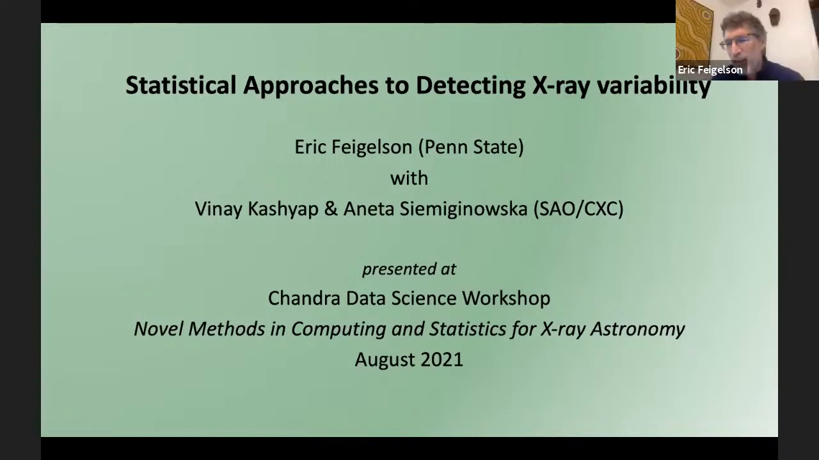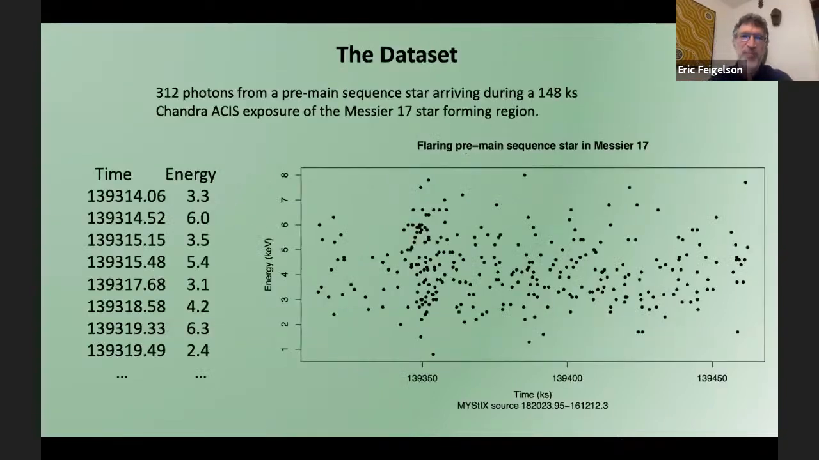Thank you very much, Annetta. It's a pleasure to be here. So I'm going to be talking about how one can detect X-ray variability with different statistical approaches. This is work with Vinay Kashyap, who you just met, and Annetta Smith-Gaska, who you also just met. So it's a pleasure to have my colleagues here.